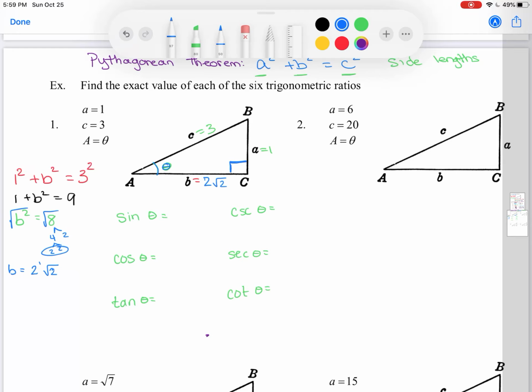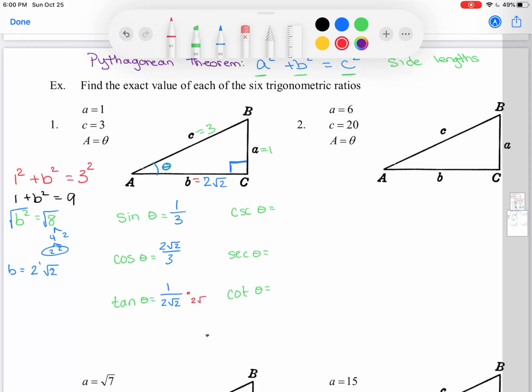If you start with sine, you're looking for your opposite side divided by your hypotenuse. So right now, my opposite, again, we're referencing the theta here every single time. That's not changing. Opposite is going to be 1 divided by my hypotenuse, which was 3. Then we go to the cosine. Cosine is adjacent divided by hypotenuse. So we have my adjacent side, 2 root 2, divided by 3. And then we have my tangent. Tangent is going to be your opposite divided by your adjacent.